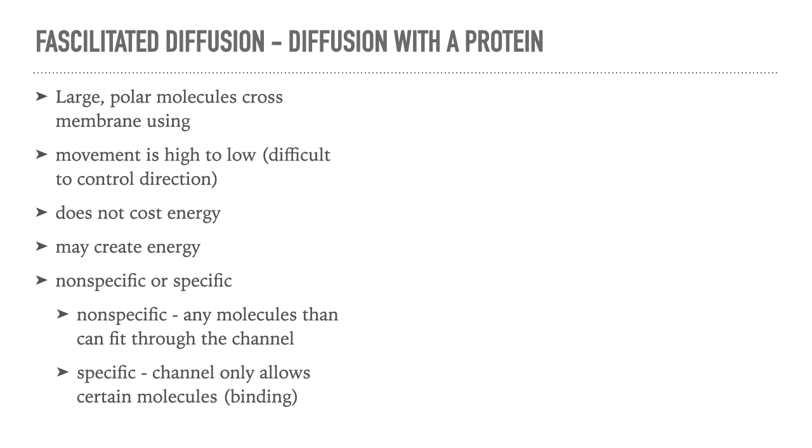All right, so this movement, just like diffusion, is going to be from high to low. So I'm talking about the molecules. The molecules move from high to low, so it's difficult to control the direction. You can't move them the other way without the use of energy. We'll talk about how we do that next. Facilitated diffusion does not cost any energy. In fact, it actually can create energy, and it may be non-specific or specific, depending on the type of protein that is facilitating this movement.